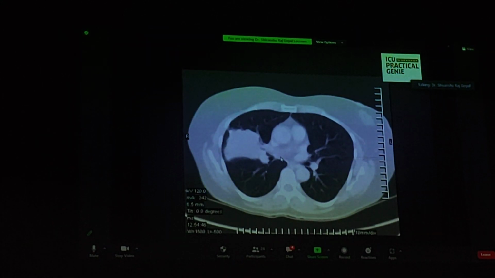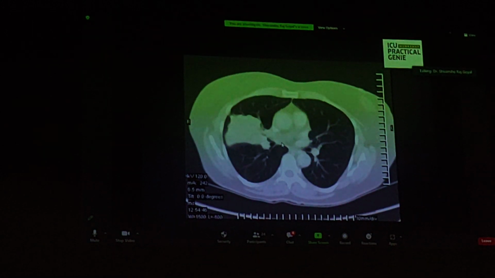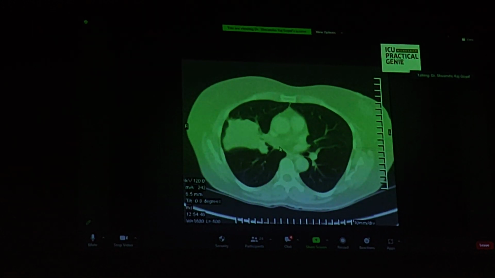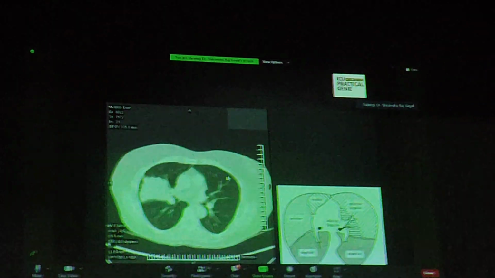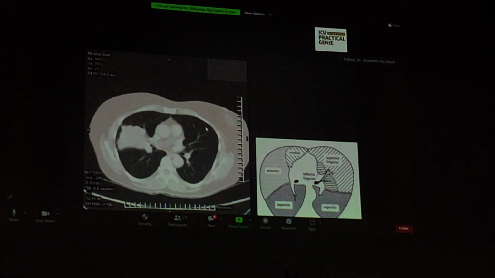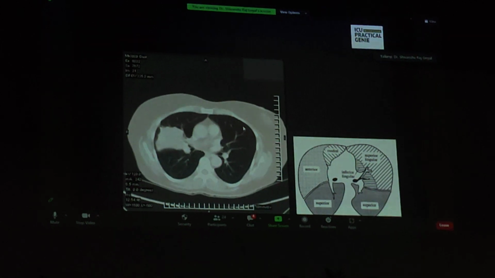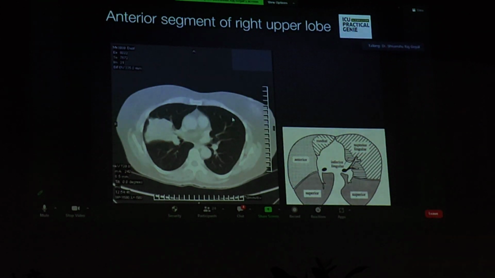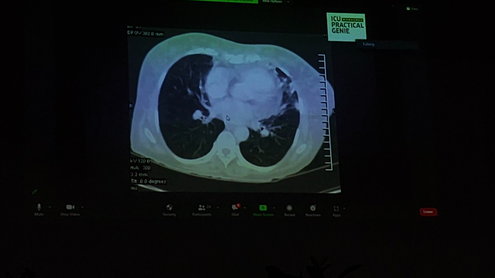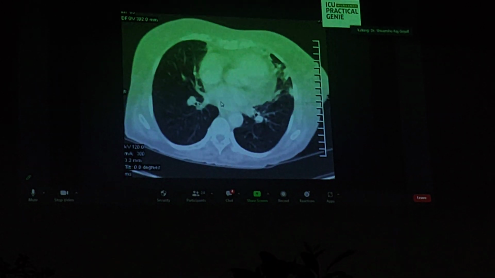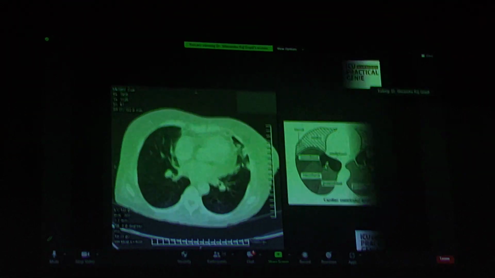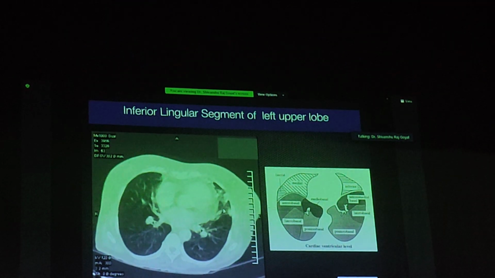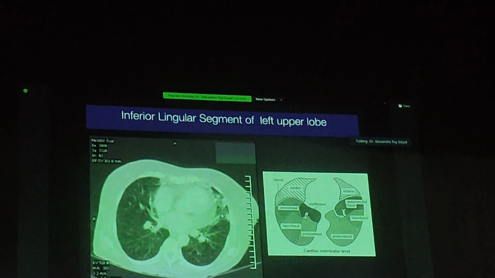Again, you see a large opacity, limited, but it is a dense opacity. Where could this opacity be? This is the CT scan taken at the right pulmonary artery level. At this corresponding level, you only see the anterior segment. So the anterior segment of the right upper lobe is involved. Similarly, you see this opacity at the cardiac ventricular level, silhouetting the cardiac border. Which segment could be involved? The inferior lingular segment of the left upper lobe.